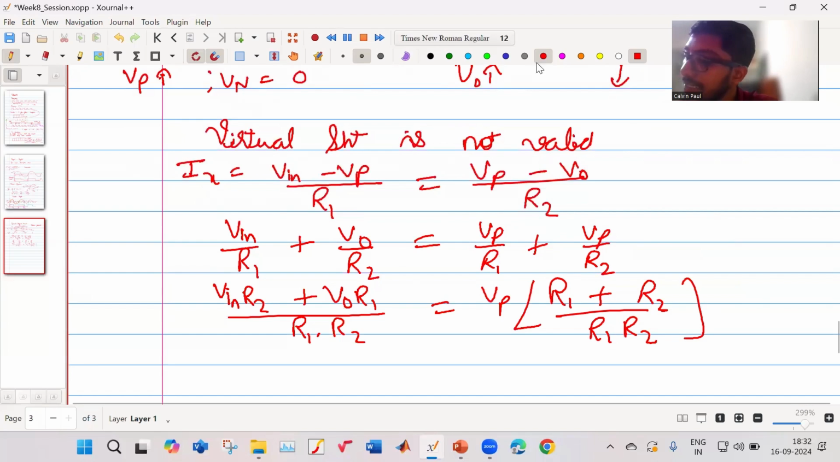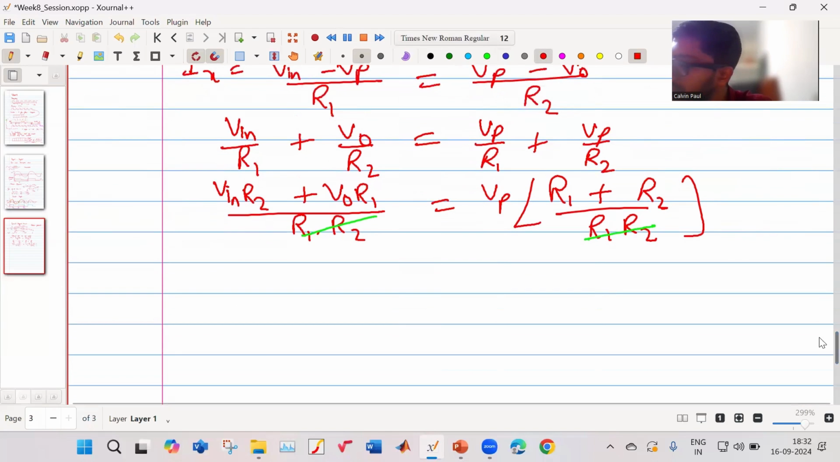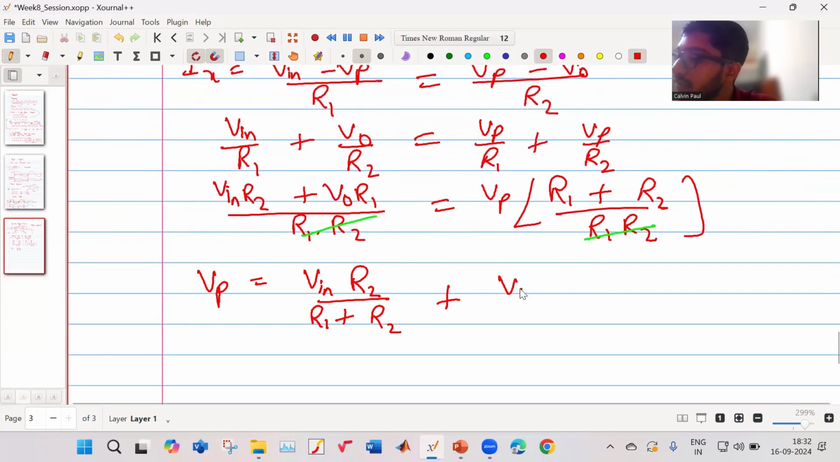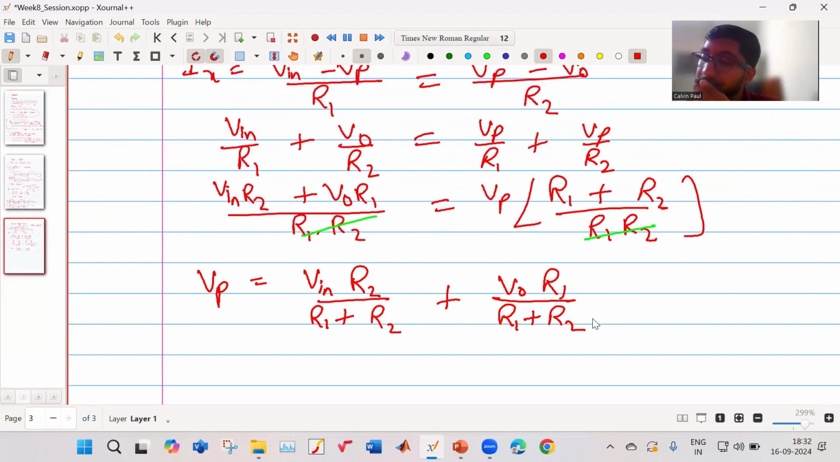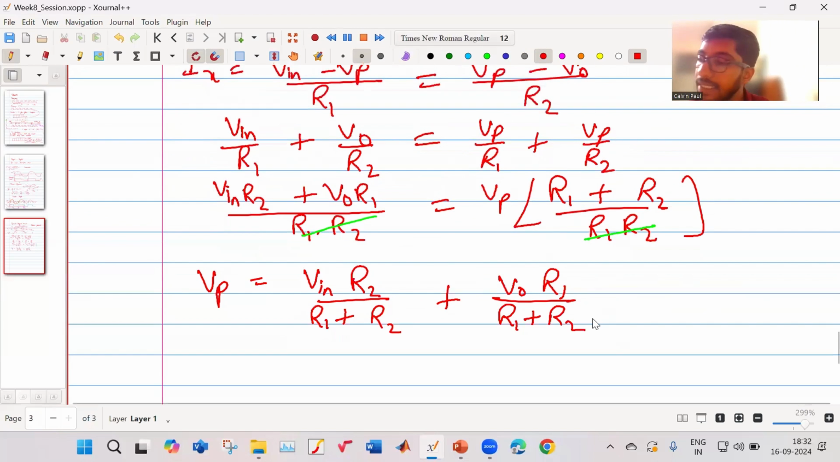So we can cancel these. We get Vp is equal to V in into R2 by R1 plus R2 plus V output into R1 upon R1 plus R2. So this is the equation of Vp.